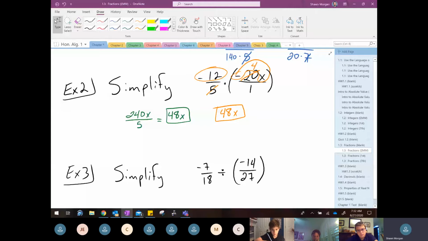But keep, flip, change, KFC. Nobody's ever showed you that? Somebody ever told you, silly fraction, don't be shy, flip yourself and multiply? Y'all don't know that either? Okay.